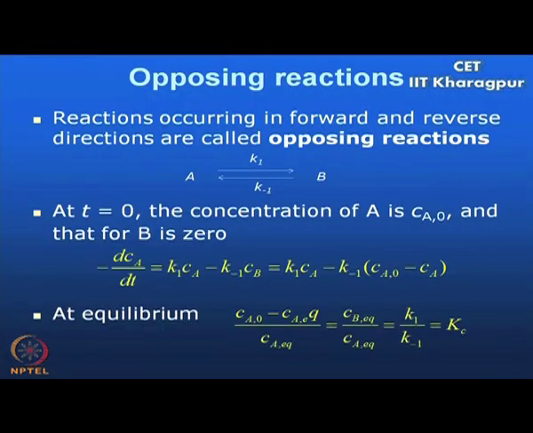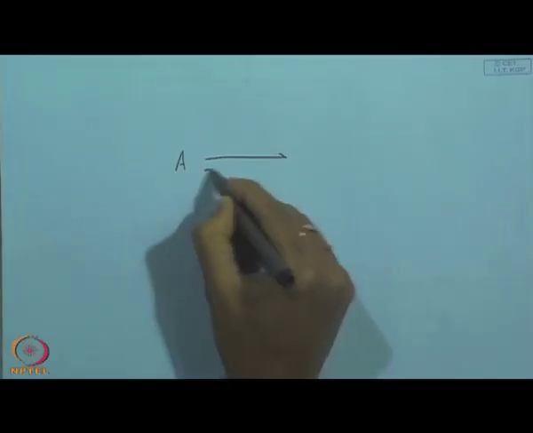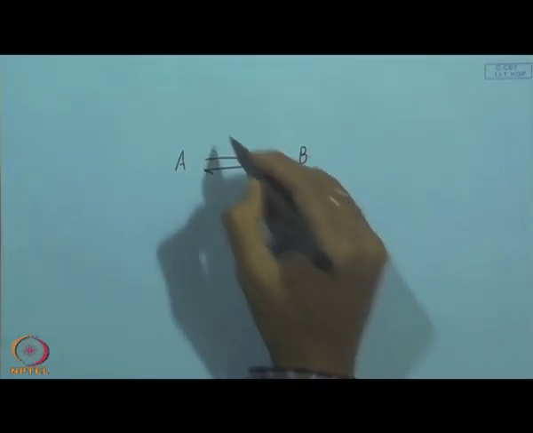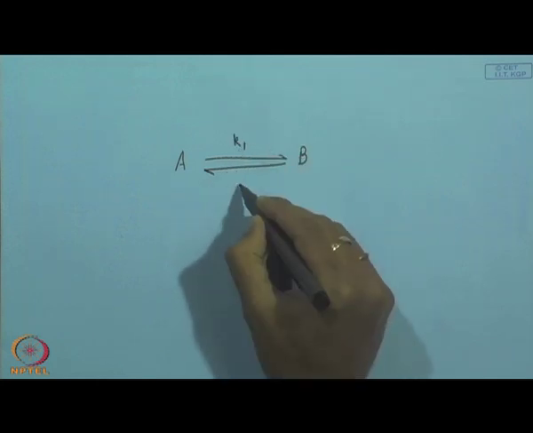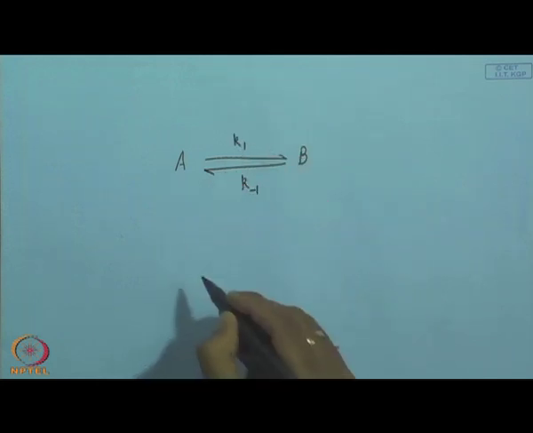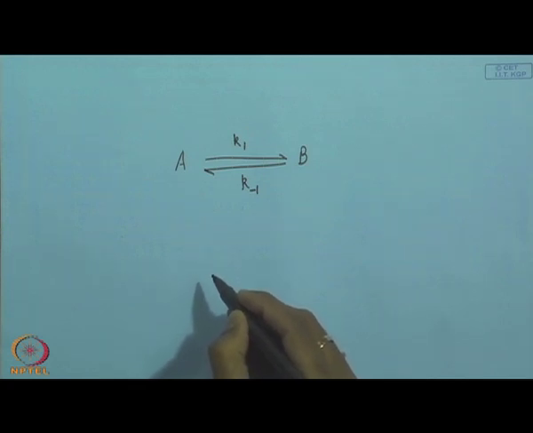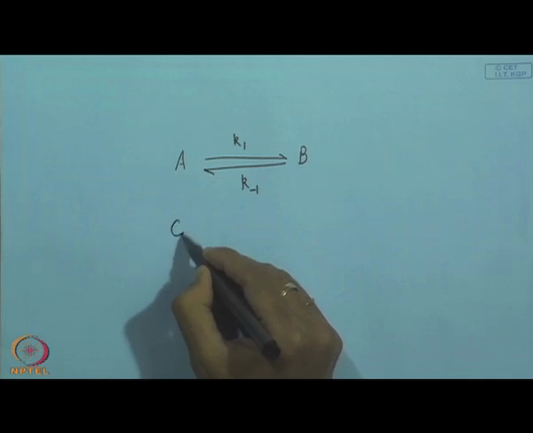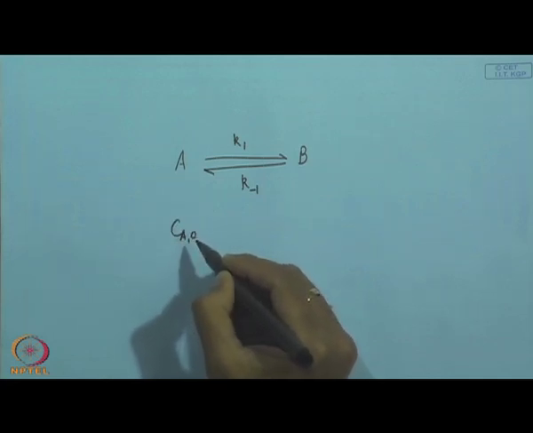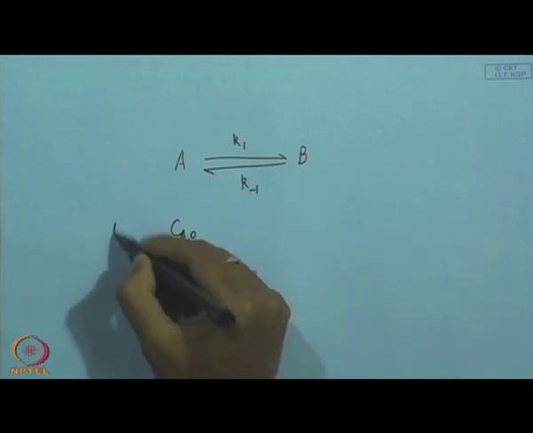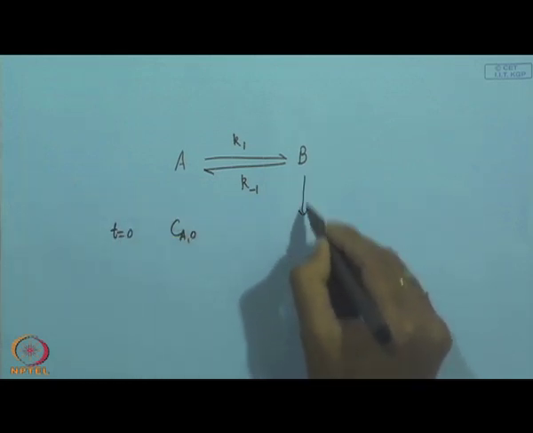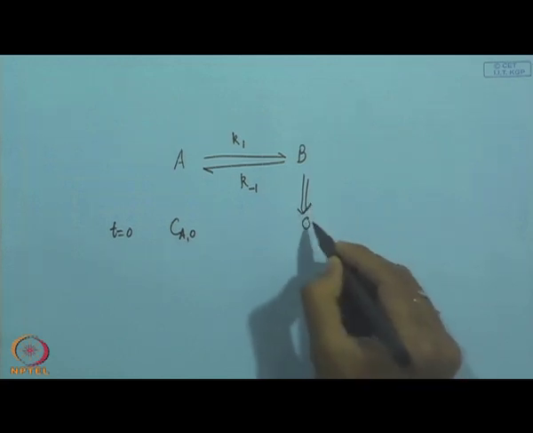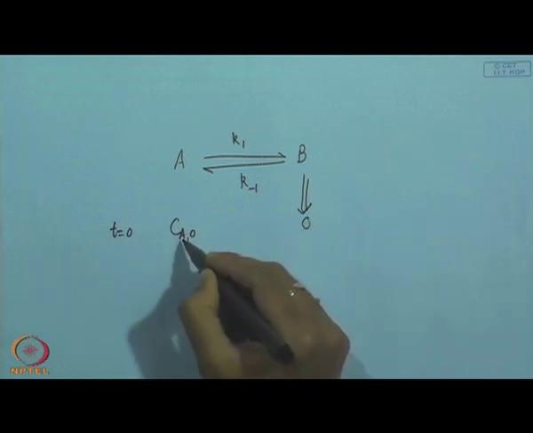You see, A to B, so the forward rate constant is K1, the reverse rate constant is K minus 1. When the reaction has just started, that is at T equal to 0, the concentration of A is Ca0, and at T equal to 0 the concentration of B will be 0, because it has not been formed, it is yet to be formed out of A.